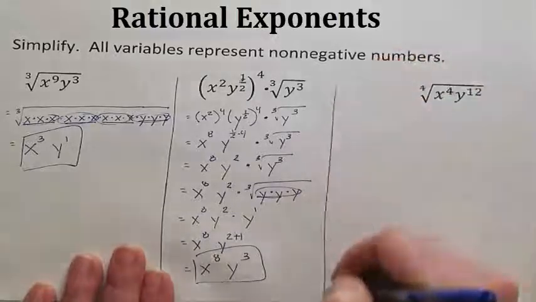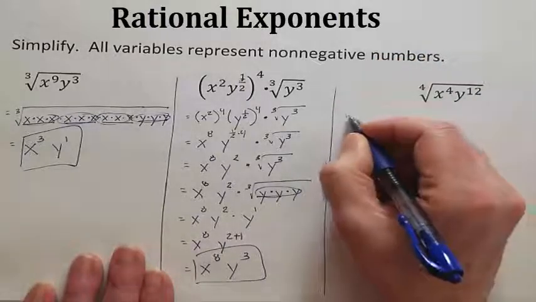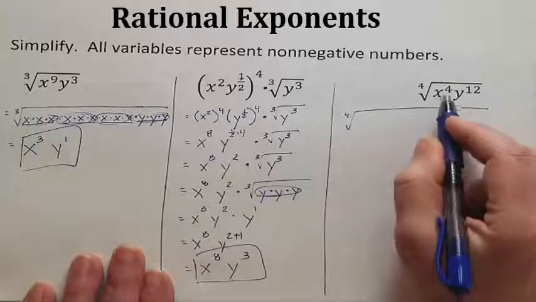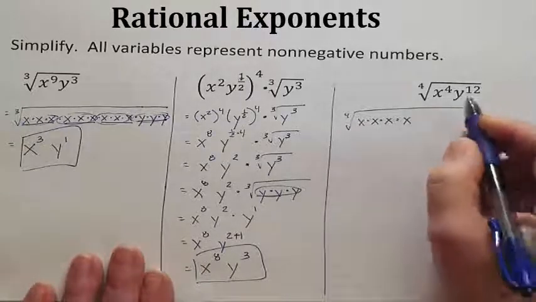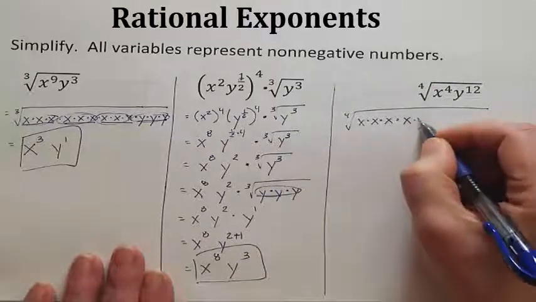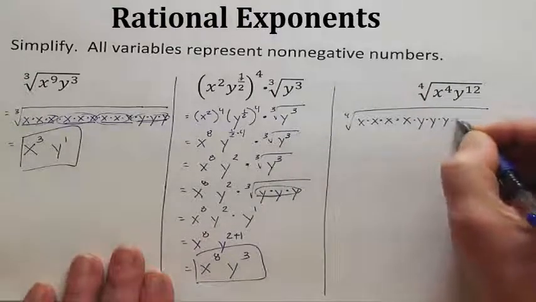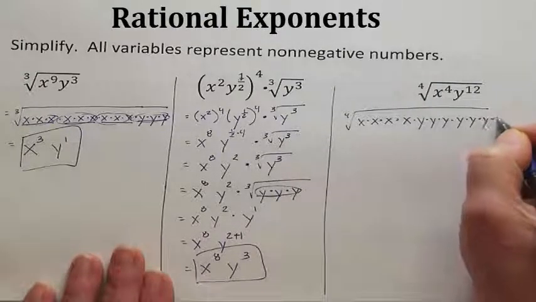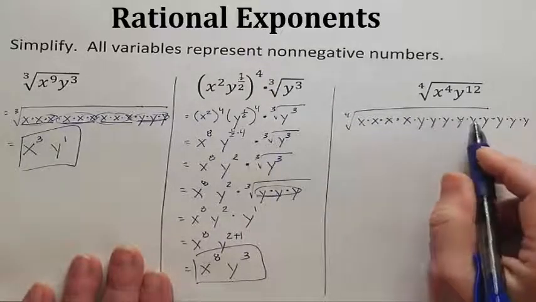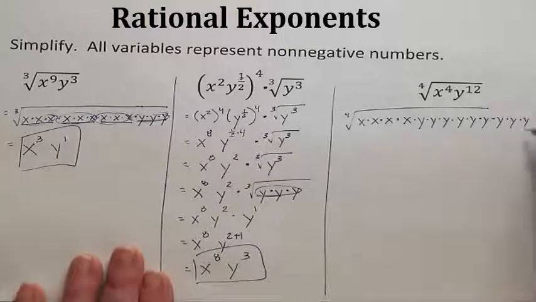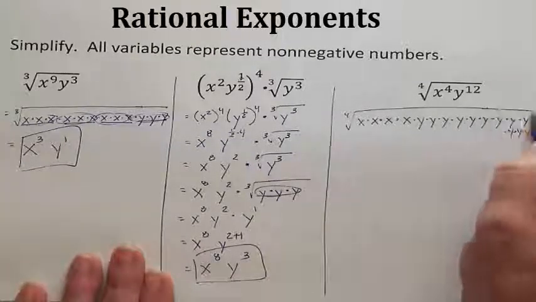So our next problem, I have the 4th root. So here's my 4th root of, the x is 4 times, 1, 2, 3, 4. This y is 12 times, 1, 2, 3, 4, 5, 6, 7, 8, 9, 10, 11, 12. Totally ran out of time.